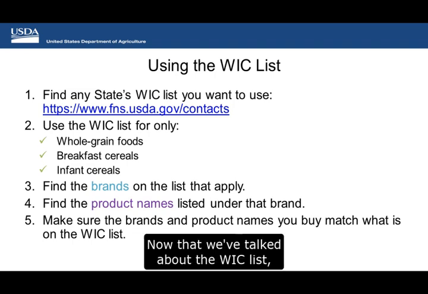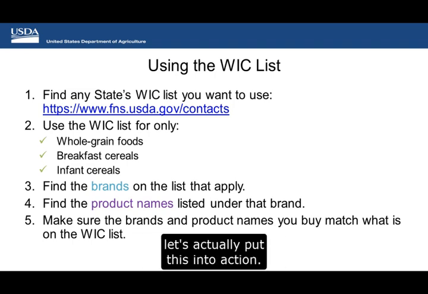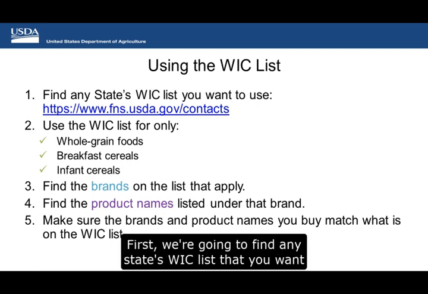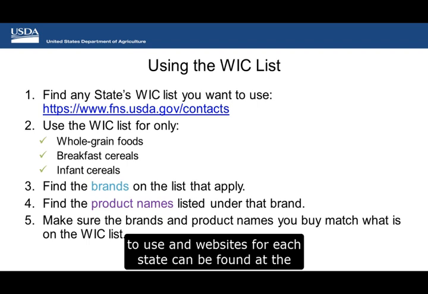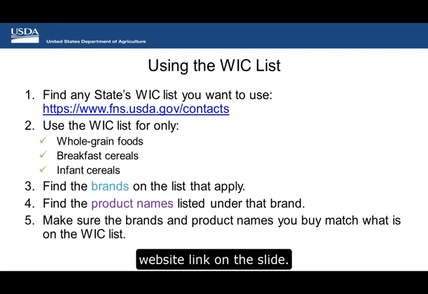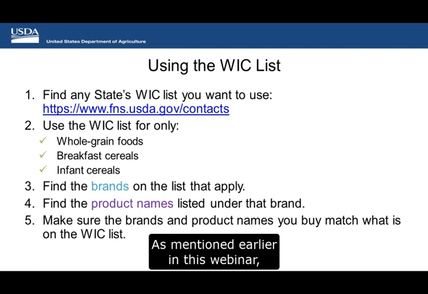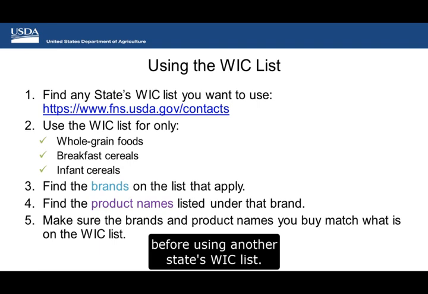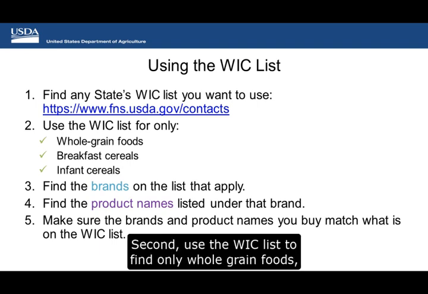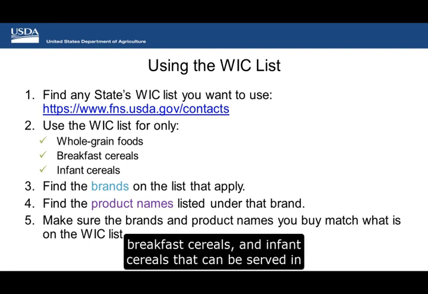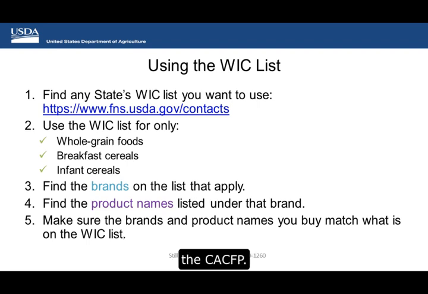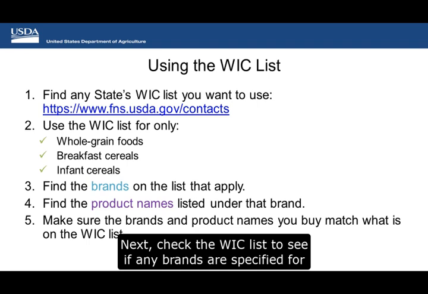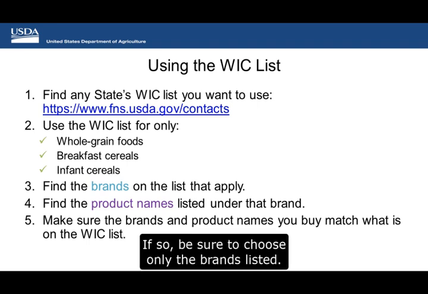Okay, now that we've talked about the WIC list, let's actually put this into action. First, we're going to find any state's WIC list that you want to use, and websites for each state can be found at the website link on the slide. As mentioned earlier in this webinar, check with your state agency or sponsoring organization first before using another state's WIC list. Second, use the WIC list to find only whole grain foods, breakfast cereals, and infant cereals that can be served in the CACFP. Next, check the WIC list to see if any brands are specified for the item you want to buy. If so, be sure to choose only the brands listed.